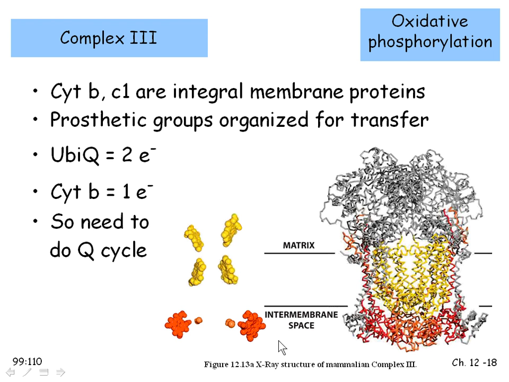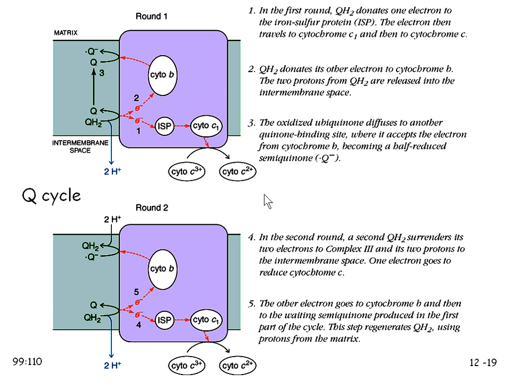What makes life a little more complicated here is that we need different numbers of electrons for the different electron carriers. So ubiquinone can carry 2 electrons at once. Cytochrome B carries 1 electron at once. So we have to do something a little funny to make that work. 2 and 1 are not the same number, so how do we make that go? And it looks something like this.